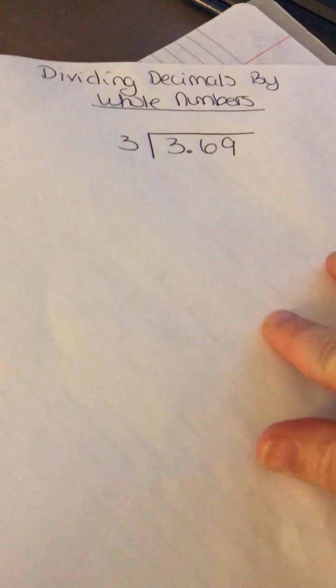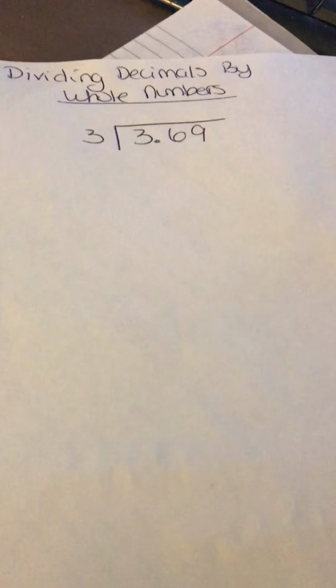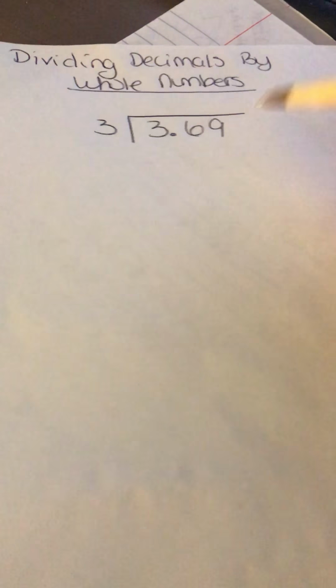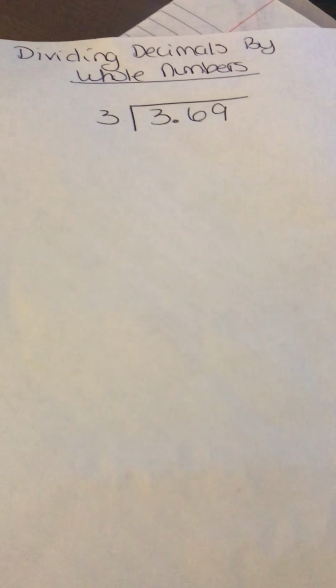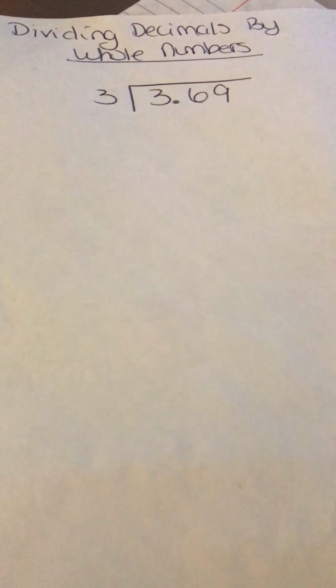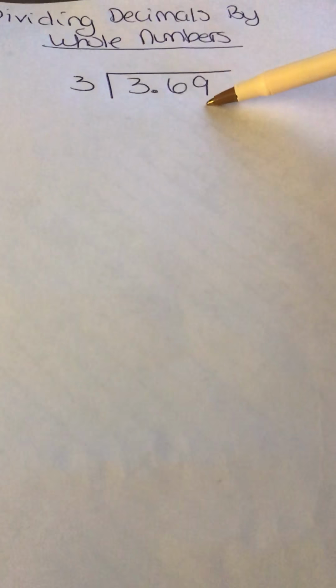This video will walk you through the process of dividing decimals by whole numbers. This process is different than the process of dividing a decimal by a decimal, where there's actually less steps for this process. So the example I'm going to walk you through is 3 and 69/100ths divided by 3.